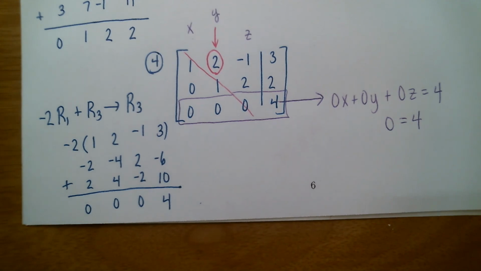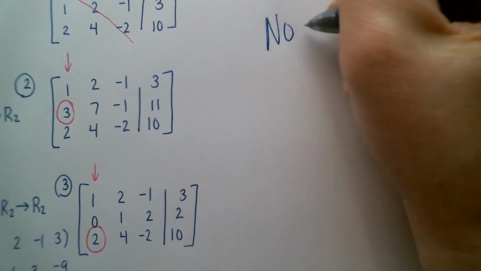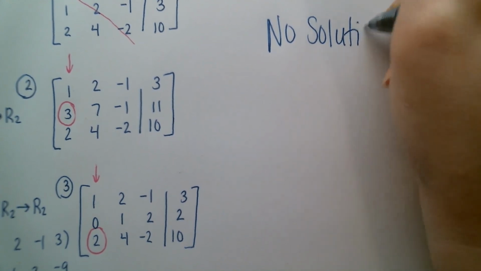When you can't get to the identity matrix, that means you have one of 2 options. It's either no solution or infinitely many solutions. How do you tell the difference? Well, if it's something that makes sense, it's infinitely many. If it's something that does not make sense, it is no solution. So in our case, we get the statement 0 equals 4. That doesn't make any sense. It is never true. So the answer to this problem is no solution.